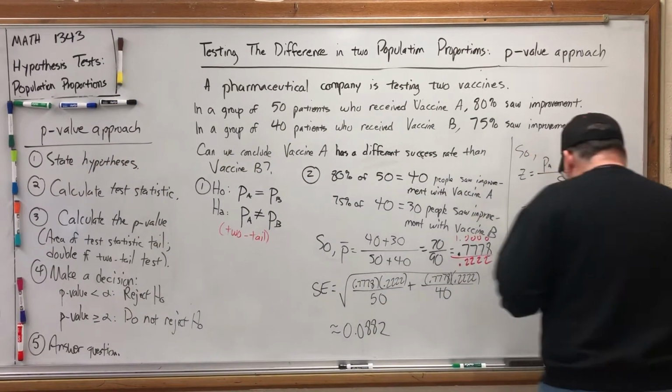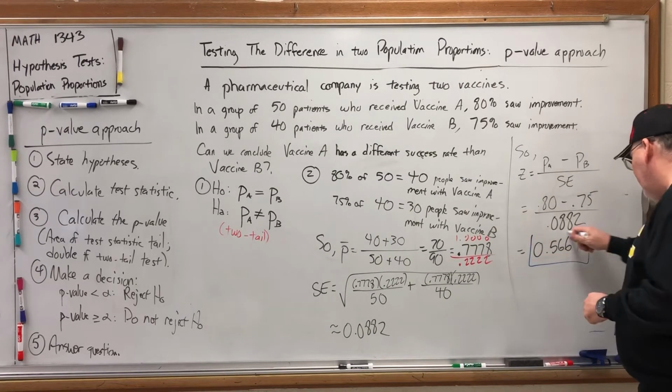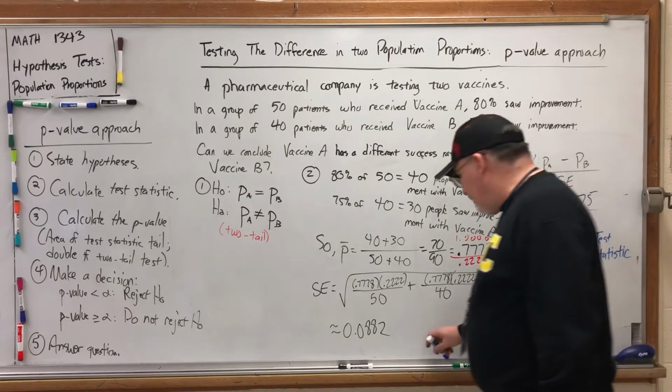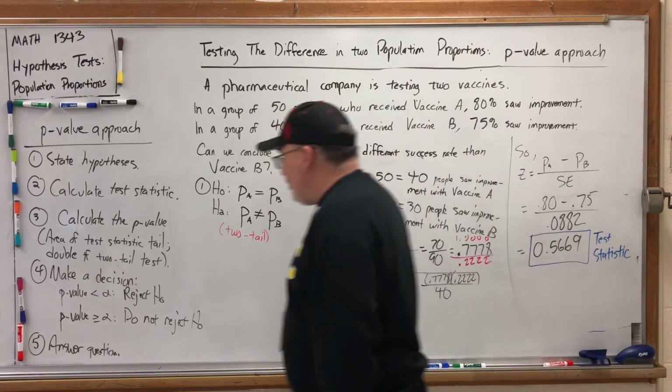I hope the amount of calculations with this formula aren't throwing you off. It's just chasing another formula. The new player is the p-bar. This is our test statistic, which means we're done with step 2. So what is step 3?